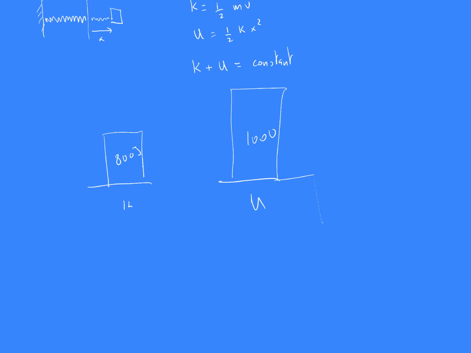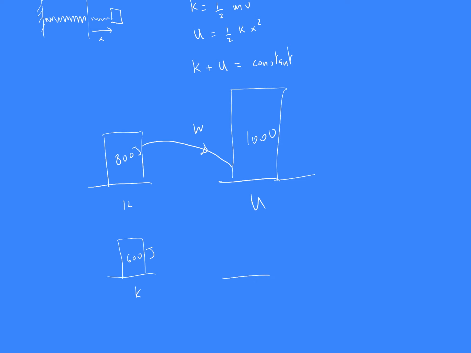Now we can do the following thing. We can do negative work. Now the work is negative. I'm extracting energy from the body. Let's say that I'm extracting 200 joules. So the new kinetic energy will be 600 joules. This new kinetic energy will correspond to a new velocity. What velocity?